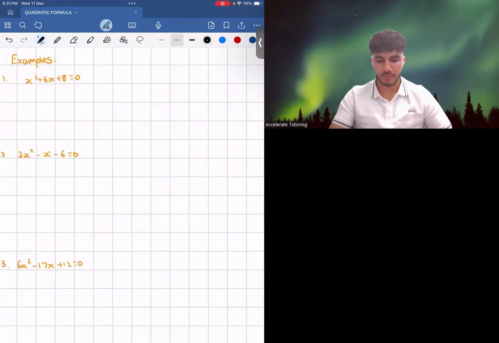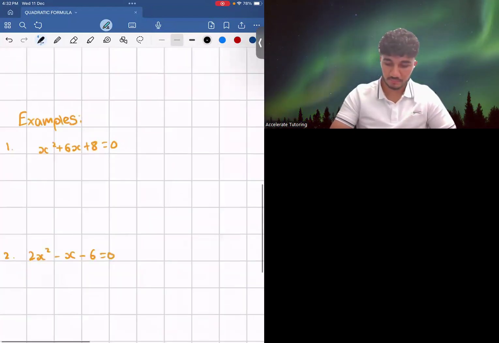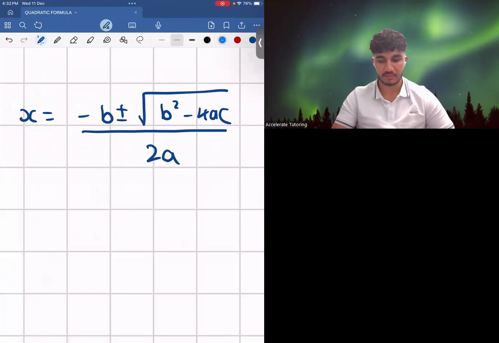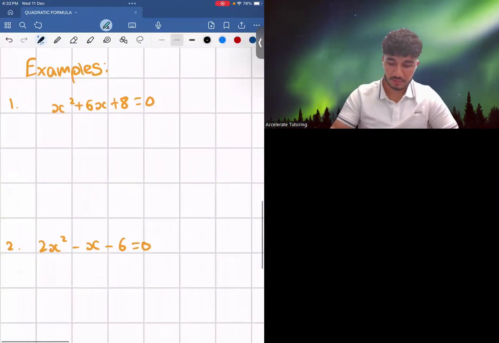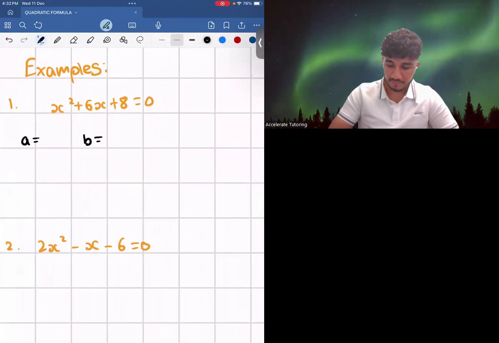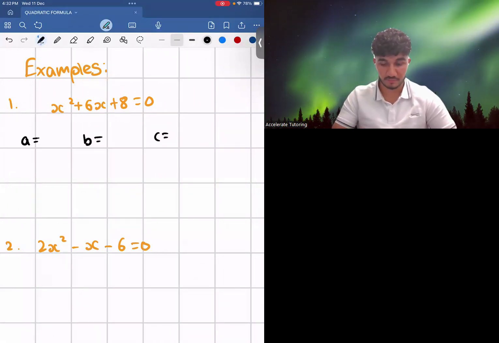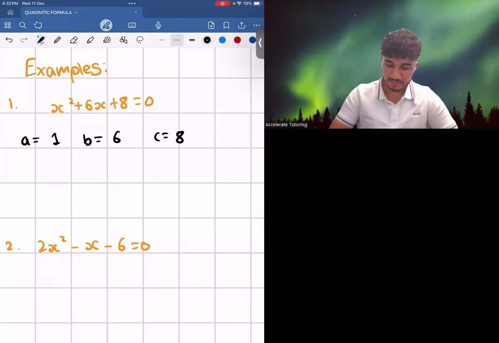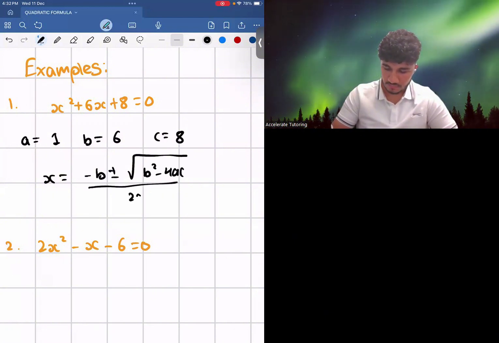Now, let's actually look at some examples where we can use our quadratic formula to solve some quadratic equations. Again, we know that our quadratic formula is x is equal to negative b plus or minus the square root of b squared minus 4ac, all over 2a. When doing these questions, our step 1 is to determine what our a, b, and c values are. In this case, it's a monic equation, since there's no number in front of the x squared, which means it's 1. So our a is 1, our b is 6, our c is 8, c is our constant. Now we can write our formula and just substitute it in.